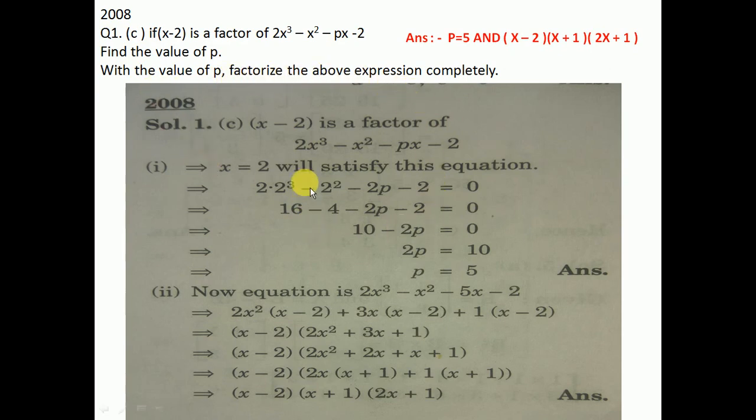So what you must do? 2x cube minus x square minus 5x minus 2. You divide like how we have seen before, by x minus 2. Once you divide it like that, then once again you can factorize it and you can get the answer. Okay, you can just divide it. Now you can try with that method rather than what is given over here. You may be comfortable with that method, better you go with that method itself.